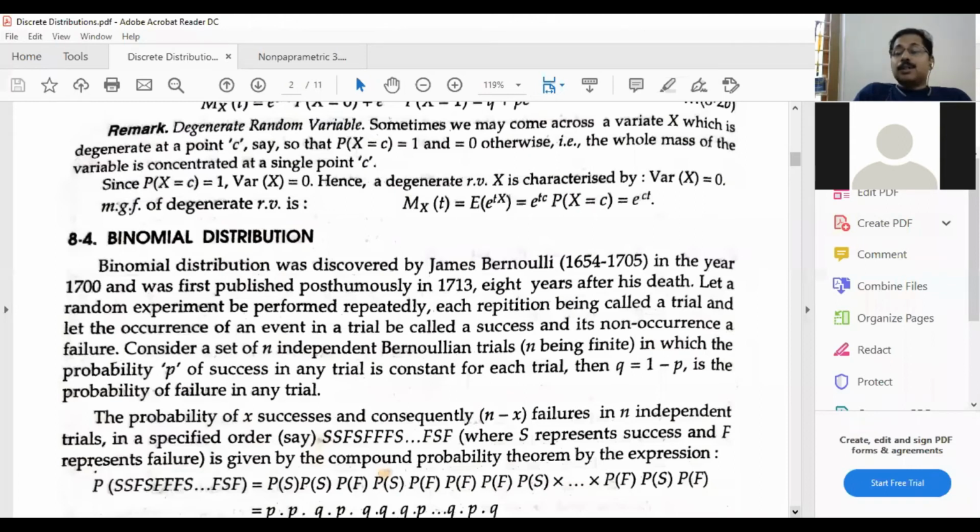This distribution was discovered by James Bernoulli in the 1650s. That is his span of life, 1654 to 1705. So he found this distribution. This distribution appeared in 1700 and was first published posthumously in 1713, after his death, eight years after his death. So how is this distribution defined?